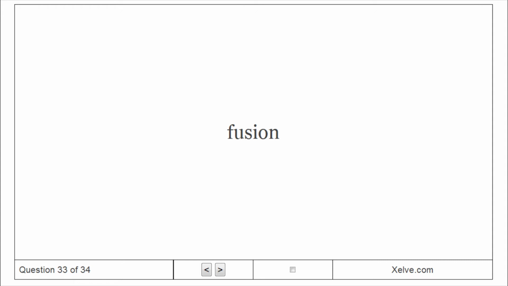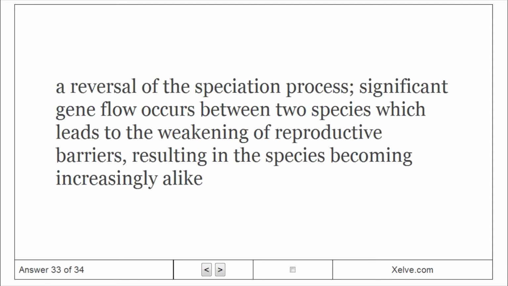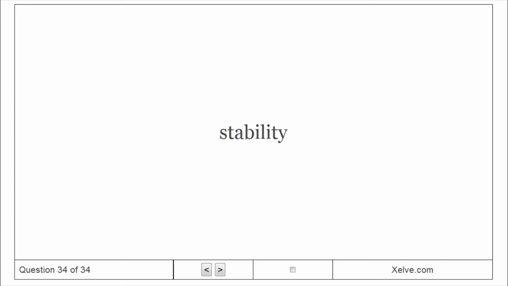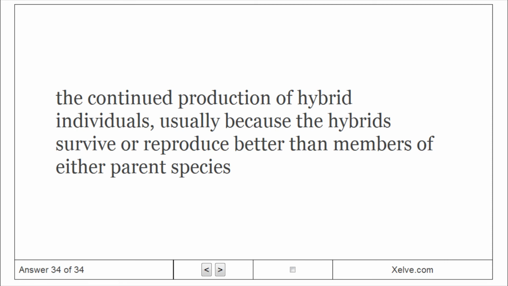Fusion. A reversal of the speciation process. Significant gene flow occurs between two species which leads to the weakening of reproductive barriers, resulting in the species becoming increasingly alike. Stability. The continued production of hybrid individuals, usually because the hybrids survive or reproduce better than members of either parent species.